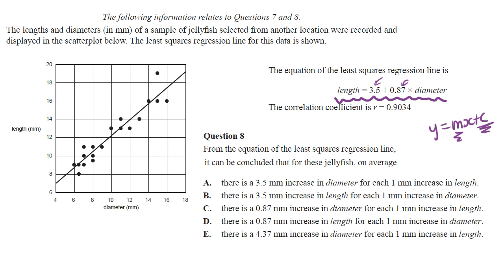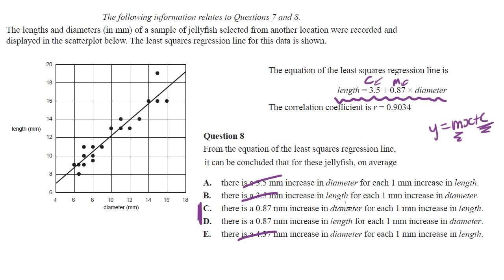Now here, which one of these two is times by the x, is times by the variable? 0.87 is times by the variable here, times by diameter. So this part is the m, and this part, 3.5, is the c, which means that 3.5 doesn't come into play. So I can get rid of that one and that one, because that's not talking about the m. The m is 0.87, so I don't know what this 4.37 business is about. We don't need that one either. So we only have 2 options left now, C and D.